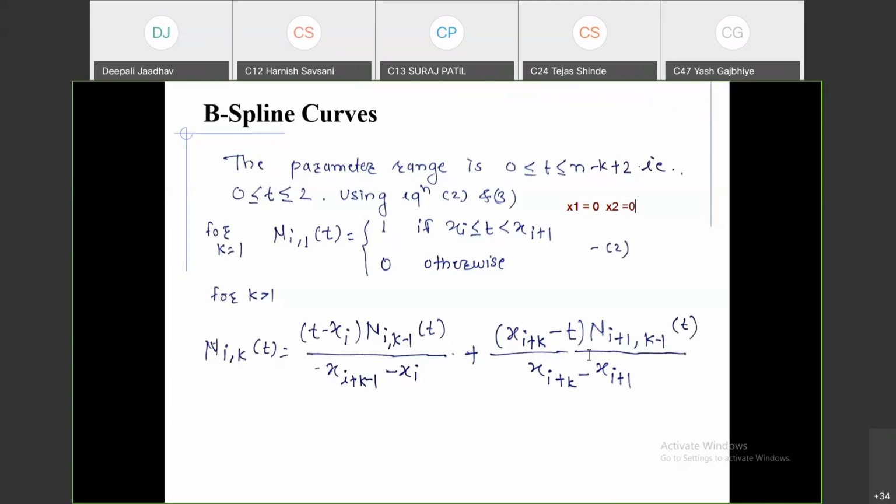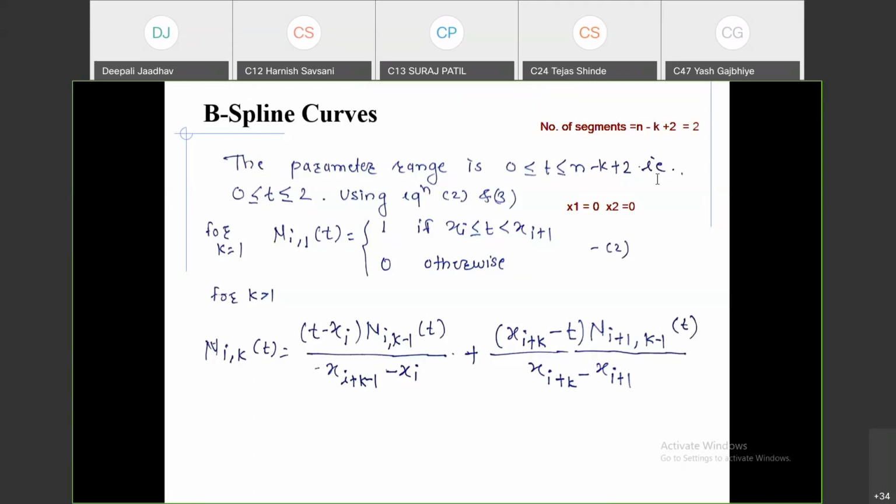Here in this equation, how many segments are there? The number of segments is n minus k plus 2. That is our equation. So again n minus k plus 2 is equal to 2. Meaning, how many segments are there in this? There are only 2 segments in this curve.